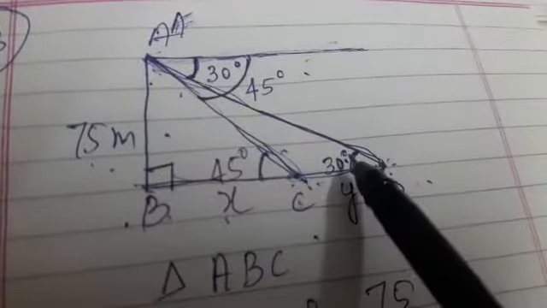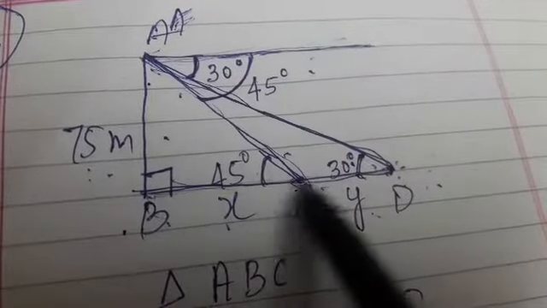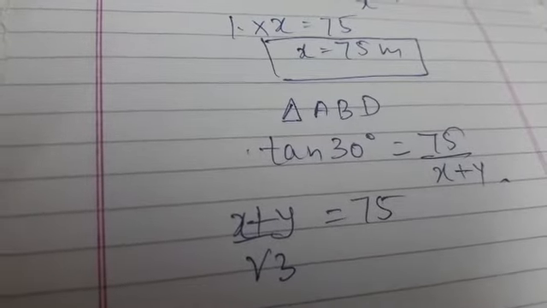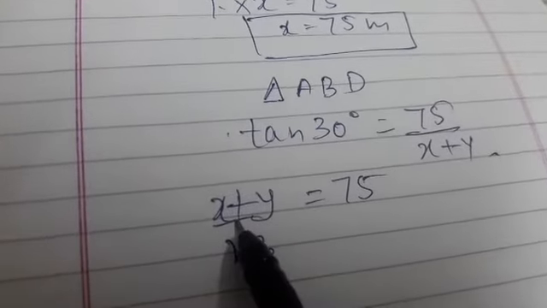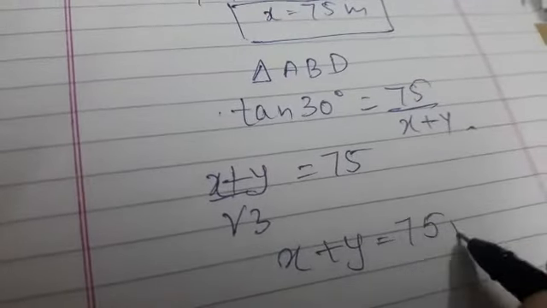So you can refer to the diagram once again. Tan of 30 degree will be opposite upon adjacent. Adjacent means the total length will be X plus Y, and therefore I will write tan 30 means 1 upon root 3, equal to 75 upon X plus Y. Multiplying, X plus Y is equal to 75 root 3.